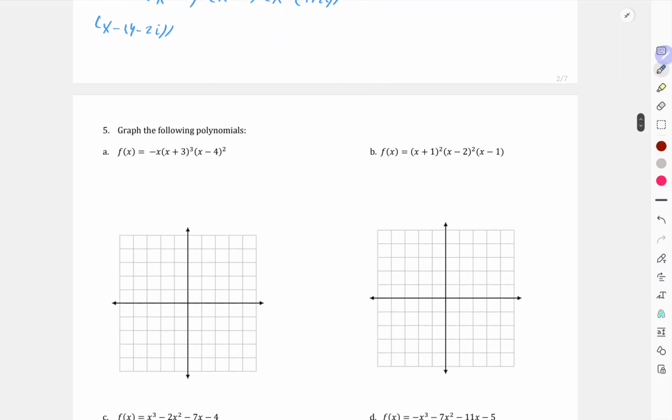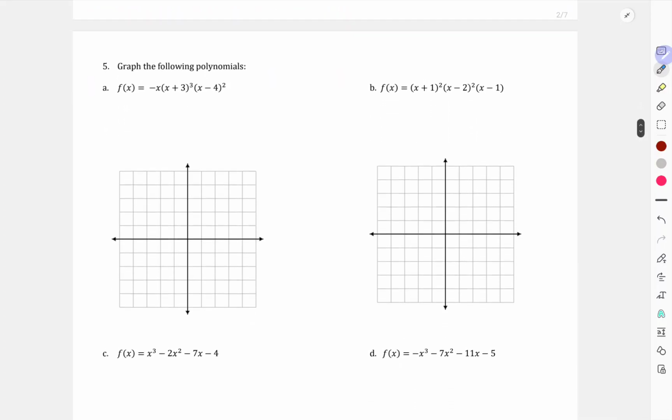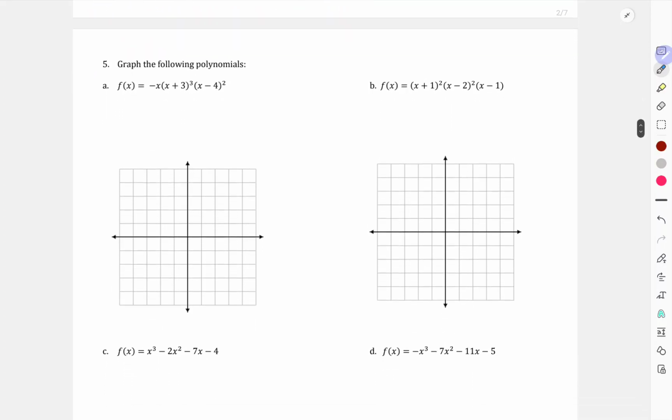So let's just go to graphing a function. So graphing this function, first we need to identify the x-intercepts.